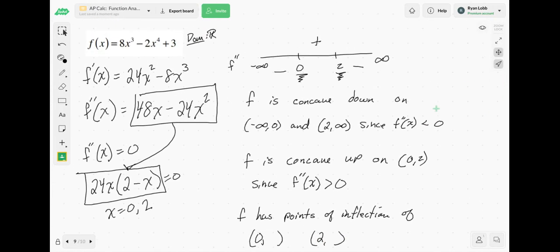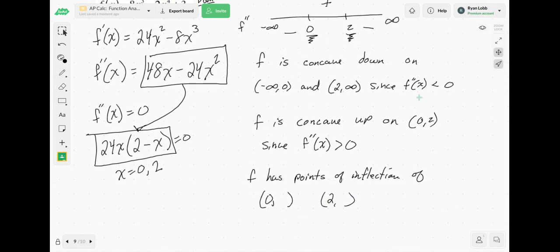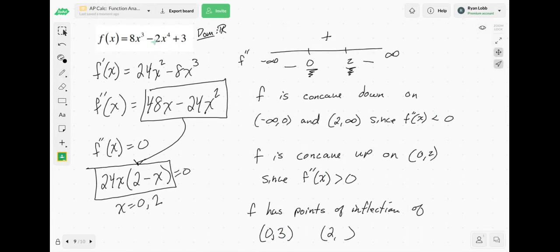Up here, if we plug in 0, we get 3. And then if we plug in 2 here, we get 64 minus 32 is 32, plus 3, we get 35. So there's your points of inflection.